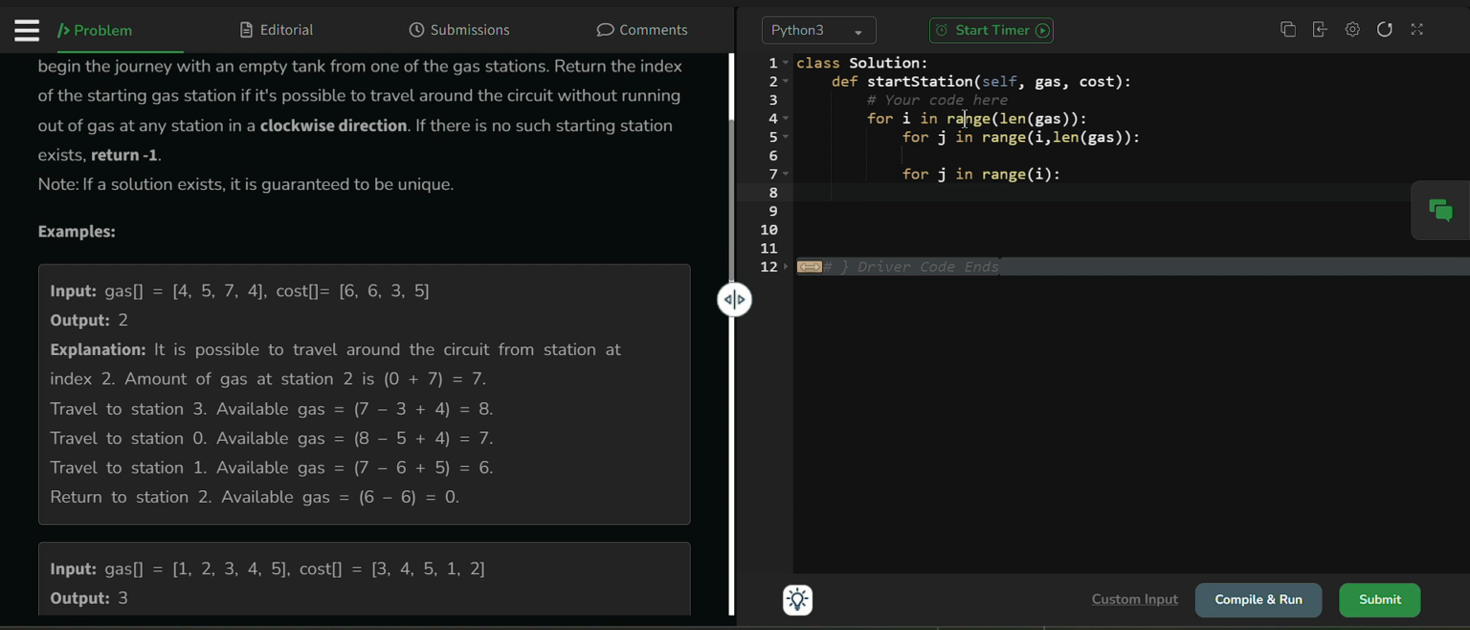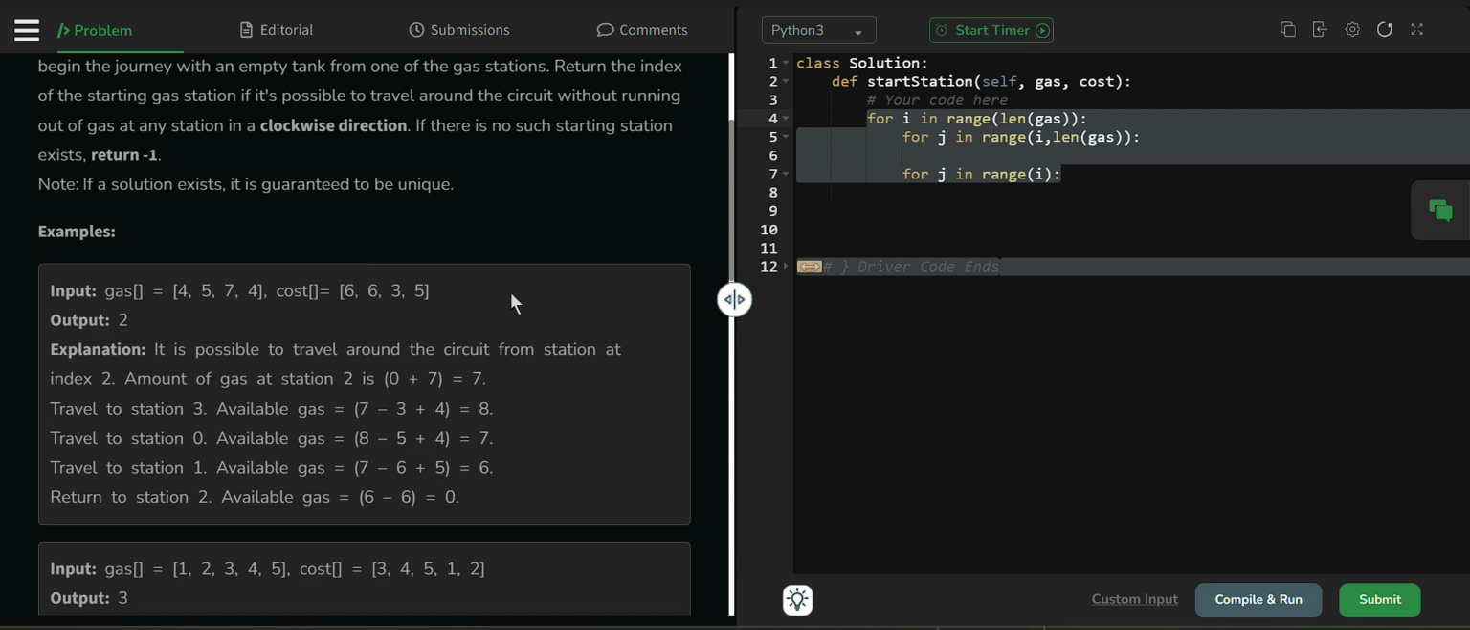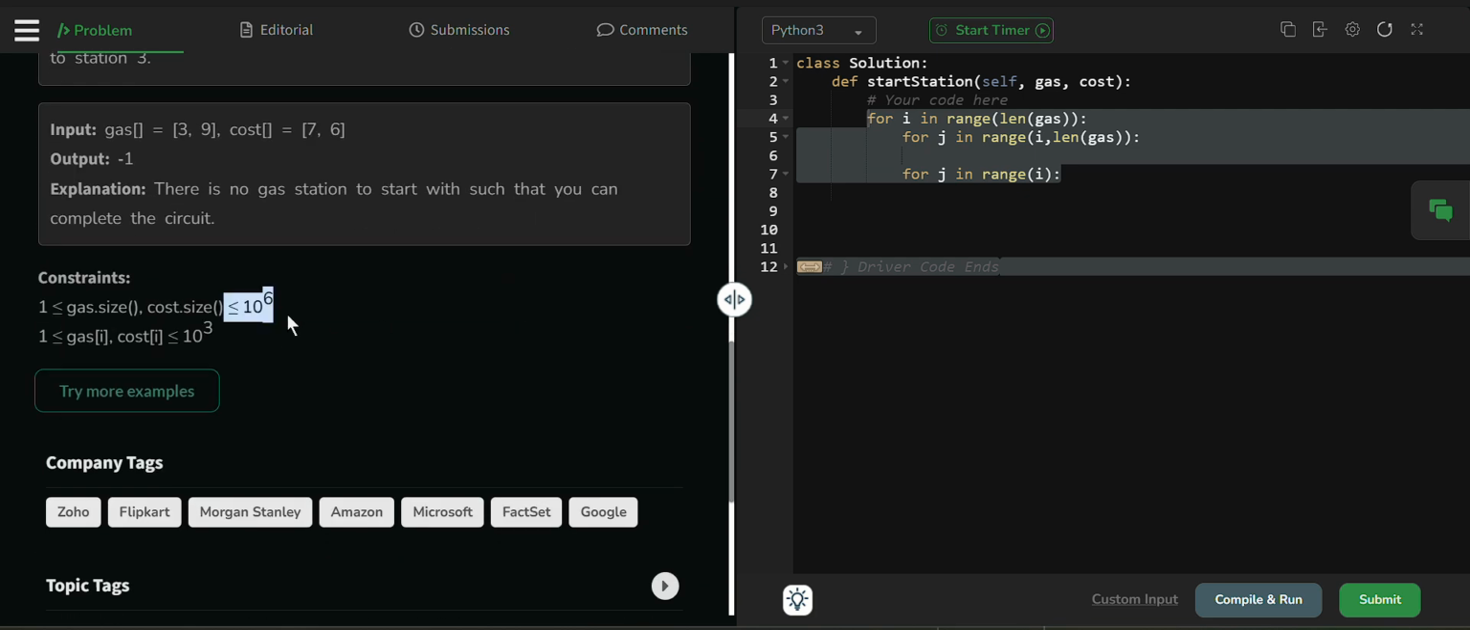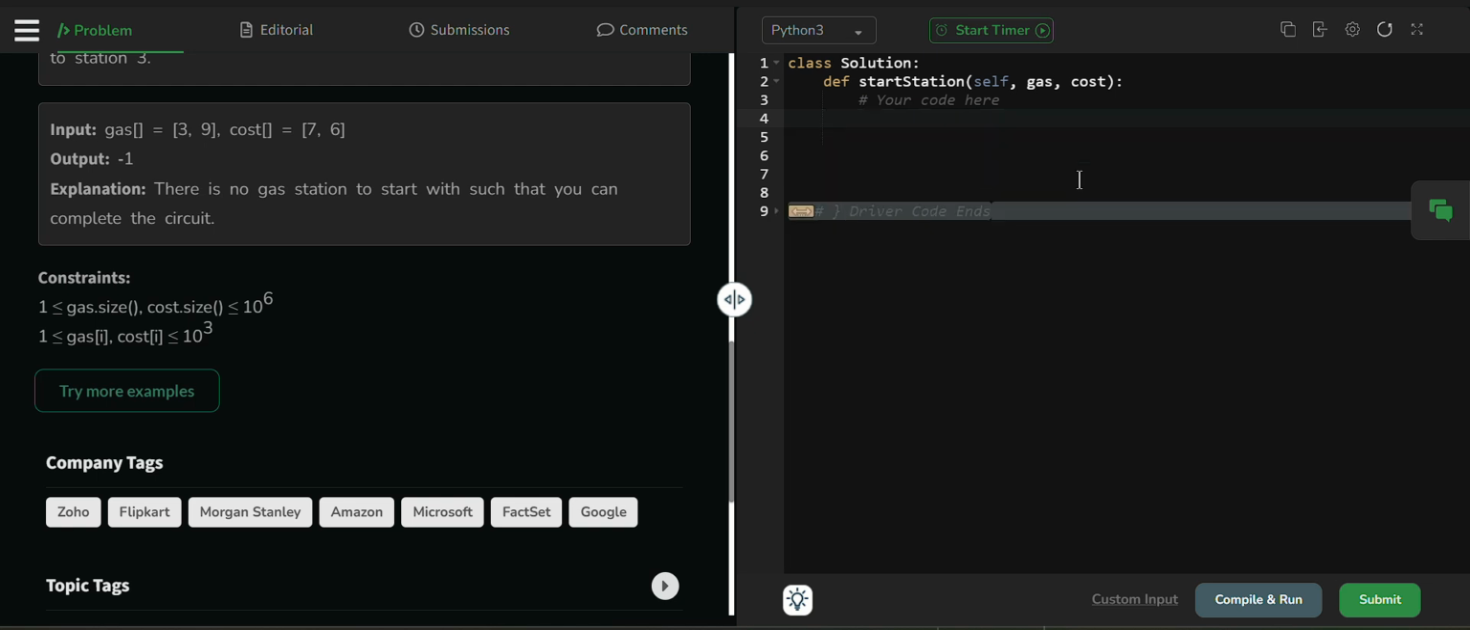So why can we not consider this approach here? Because the time complexity will be big O of n squared, and if we check the constraints, n is up to 10 power 6. So we cannot go with the n squared approach. We have to optimize this approach to O(n) or O(n log n).